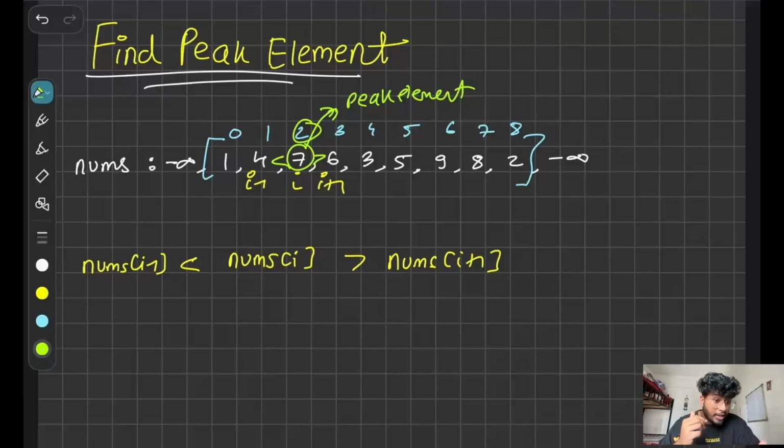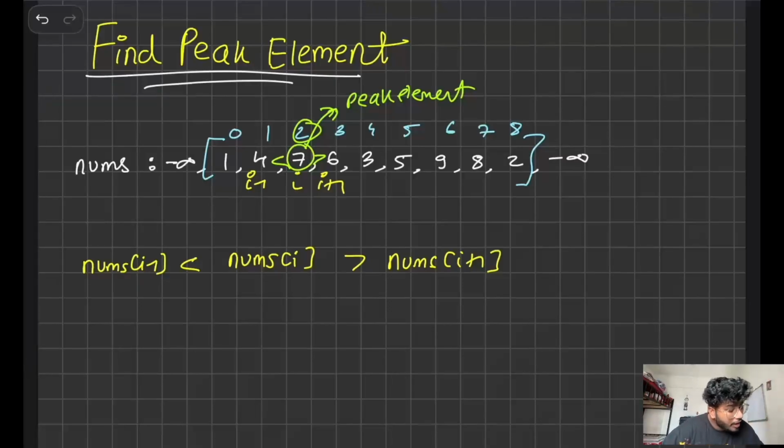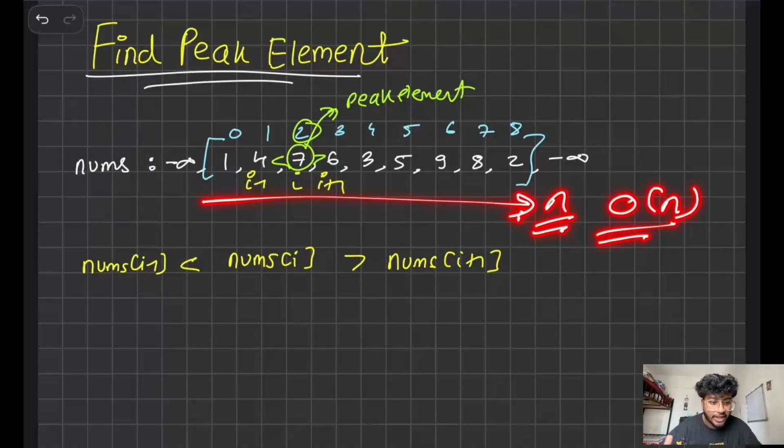But in the worst case, you might find your peak element at the last index, at the very end of the array. So you would have to traverse each index iteratively, and in the worst case you have to traverse all n elements. So it would give you O(n) time complexity, which is linear time complexity, in our brute force approach.